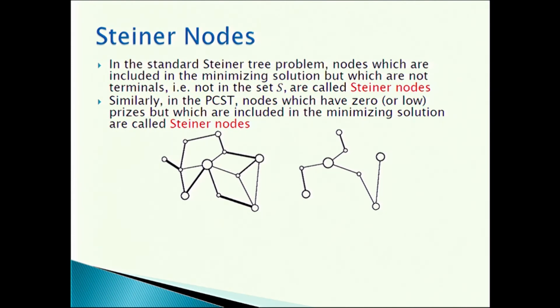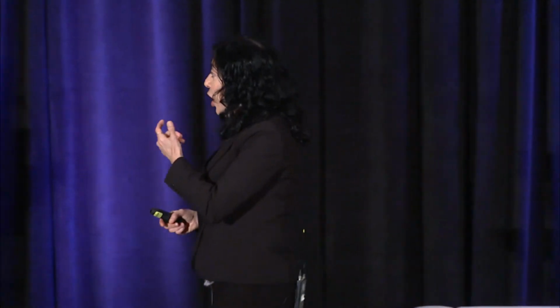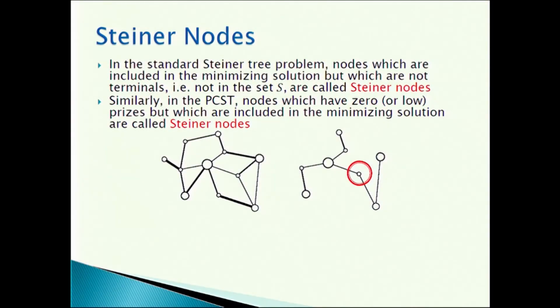The C_ij, so thick means it has a big C_ij, so I don't want to include it. But a big circle means it has a big prize, so I do want to include it. So that circled node is a node which doesn't have a big prize, so I wouldn't want to include it, but it connects things with big prizes to things with big prizes, okay? So I do want to include it because it brings in some juicy nodes for me, okay?